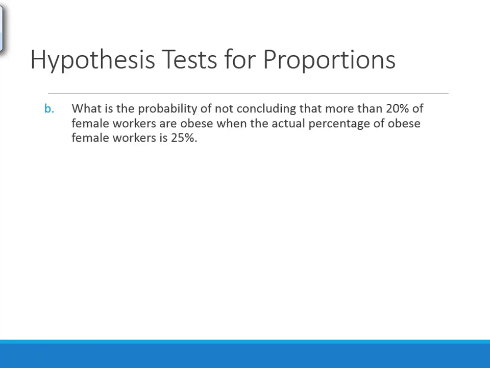Okay, so then these next two parts are similar to, I think, maybe the last homework assignment, or last homework problem, or one of those later ones anyway. And so if you're stuck on those, this will be a good review for that. Okay, so now what is the probability of not concluding that more than 20% of female workers are obese when the actual percentage of obese female workers is 25%?